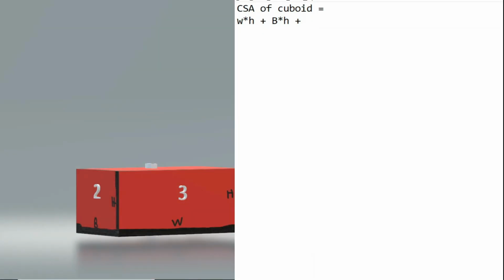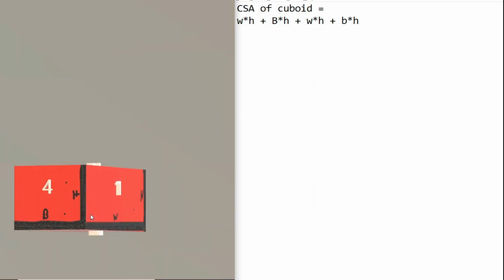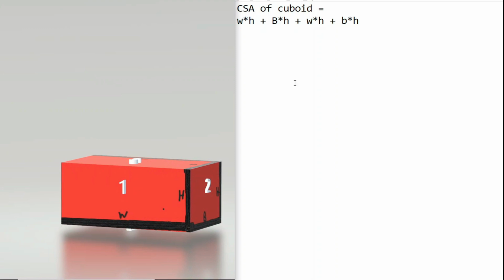So the third surface will have an area of width into height. And the fourth surface will have an area of breadth into height, right? So these four surfaces will be included in the curved surface area. So here we have 2 times width into height and 2 times breadth into height, right? So we can write it as 2 times width into height plus 2 times breadth into height.